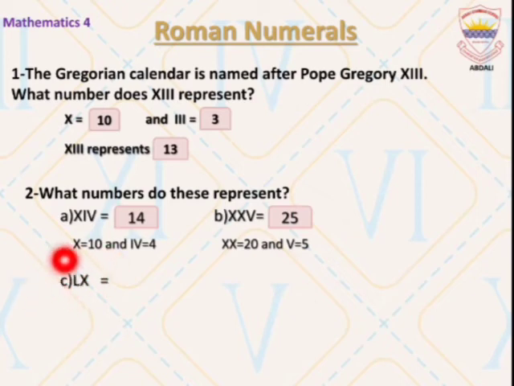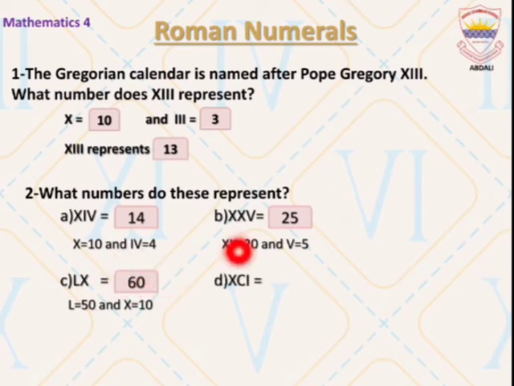Our part C is LX. LX is equal to 60. L is equal to 50 and X is equal to 10. When we add 50 with 10, we get 60. Our part D is XCI. XCI is equal to 91. XC is equal to 90 and I is equal to 1. When we add 90 with 1, we get 91.